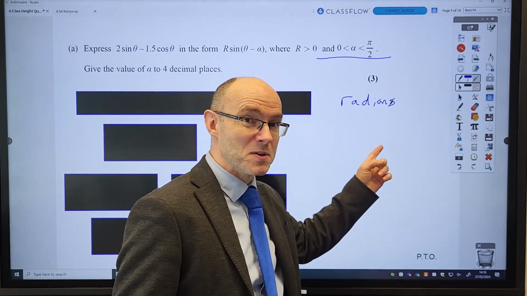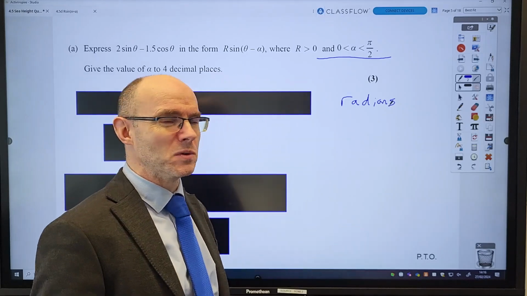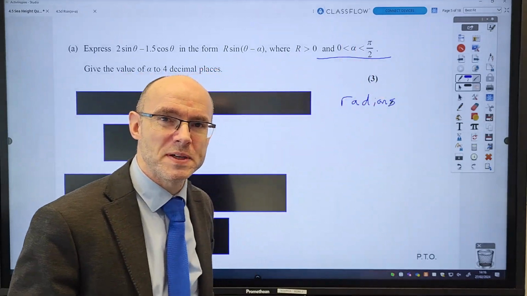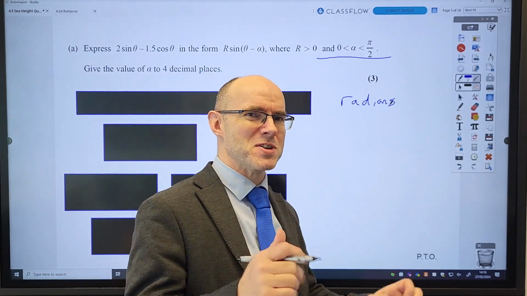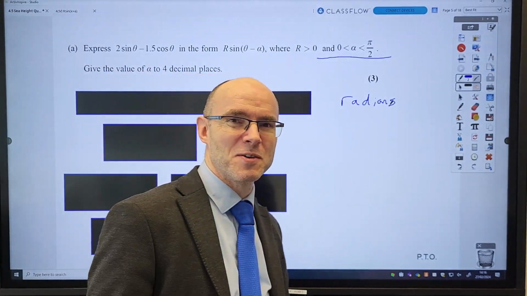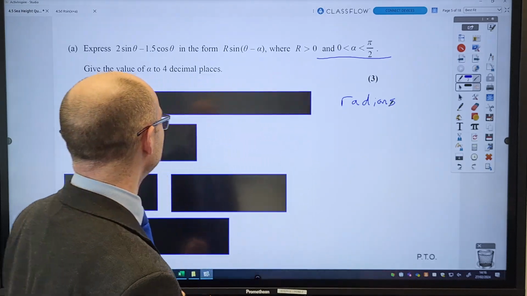Because if it's not in radians mode, you're going to get your answers wrong, okay? So that's the first thing you want to do, just check how you're supposed to be working through this question. Degrees or radians, it's in radians, okay? You probably can tell this is one of my favourite questions, all right?